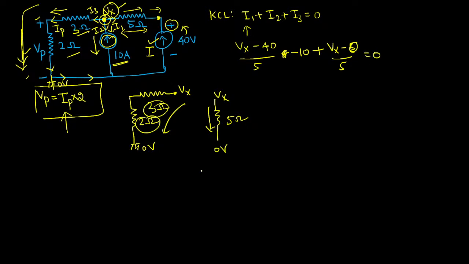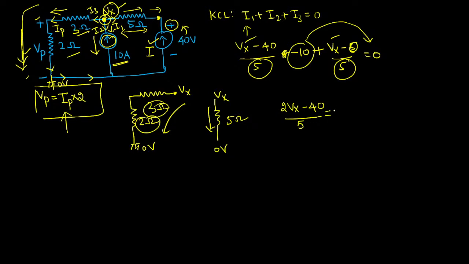Am I right, sir? Fine, sir. If you reduce this, you can move this minus 10 to the right side so that it becomes plus 10. Then the denominators are the same, so directly we can add the numerators. So it will become (2Vx minus 40) upon 5 equal to 10. From this, 2Vx minus 40 equal to 50. So twice Vx equals 50 plus 40, which is 90. So the value of Vx will be 45 volts.